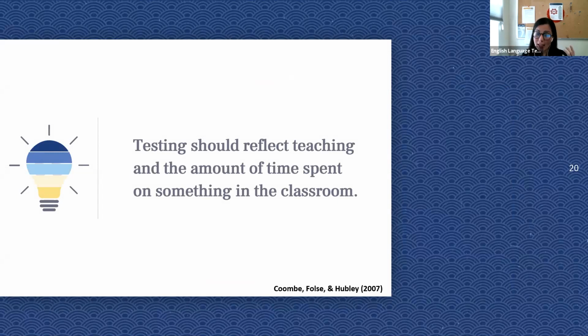And again, testing should reflect teaching and the amount of time spent on something in the classroom, right? You have to think about that in terms of how many questions you have and what the focus of your test is. So if you spent the entire test on one outcome and then you just have one short exercise at the very end about another outcome, you have to think about whether they are equally important, or if it's something that is building up to get somewhere else. So you have to have these considerations when you are developing your test, right?